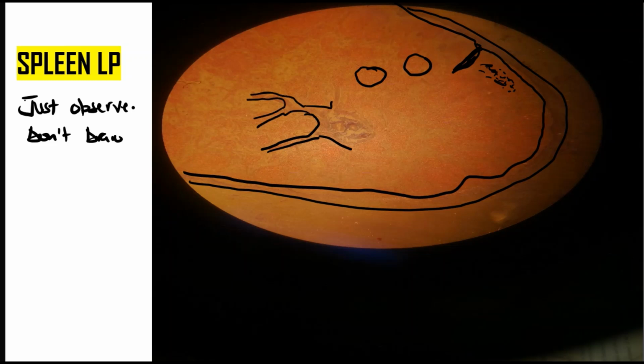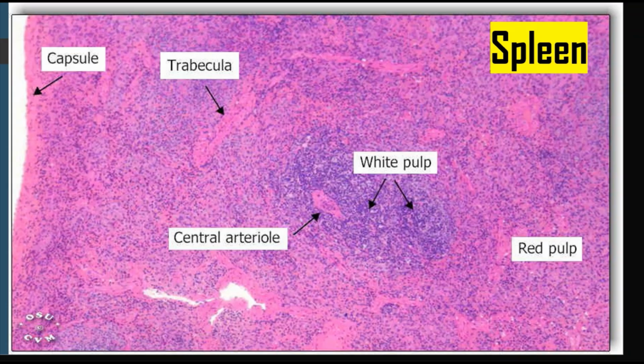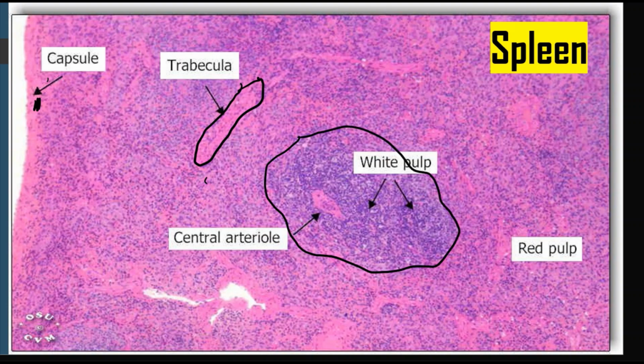All right, so this is at low power. You're not drawing anything at low power. This is at high power, showing us what we've already talked about. This is the capsule here. The capsule gives off the trabeculae, connective tissue. This is the white pulp, because it has the lymphatic nodules. What is surrounding the white pulp here is the red pulp.